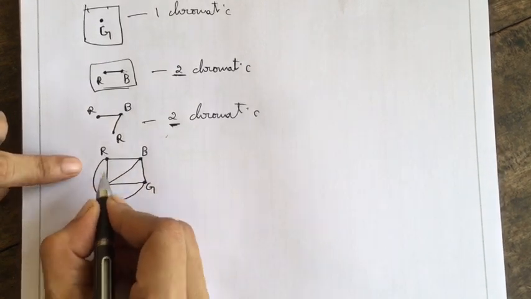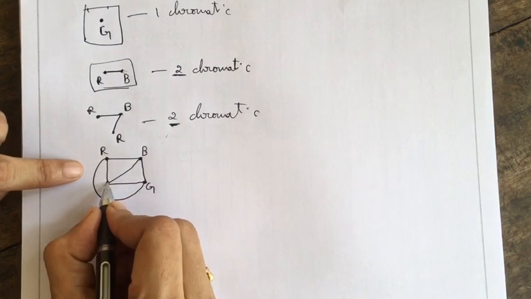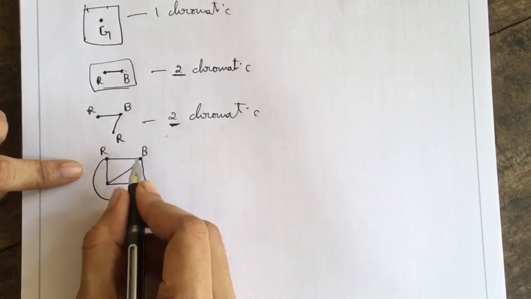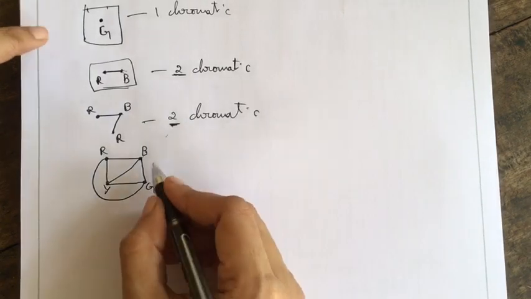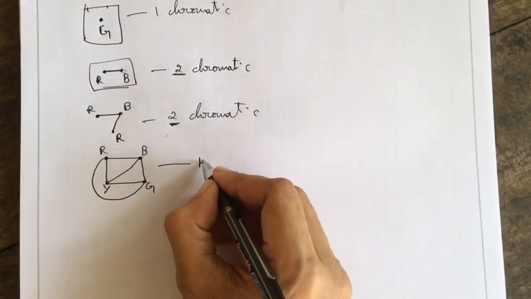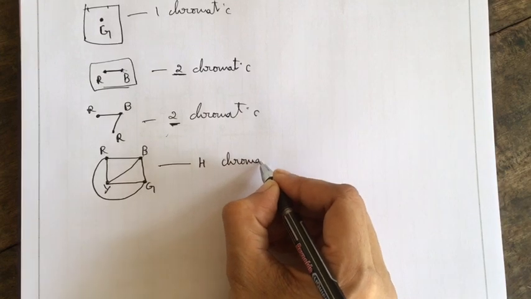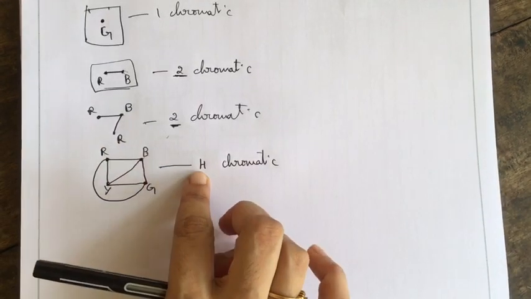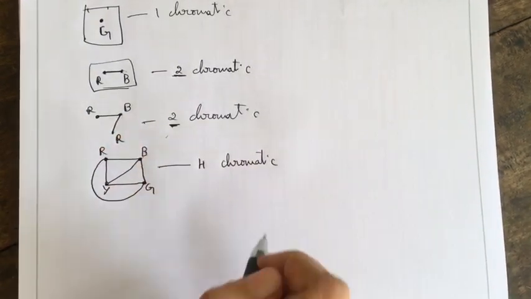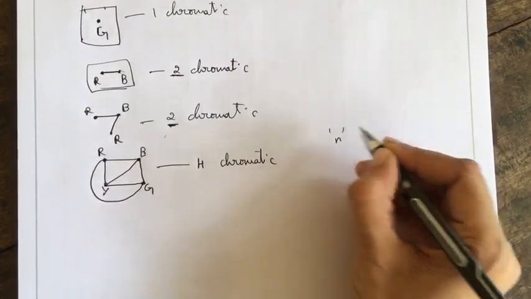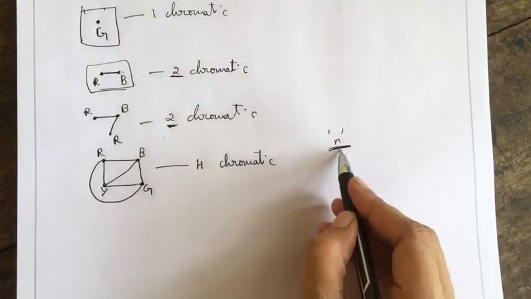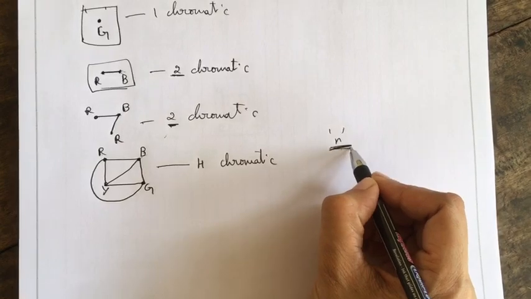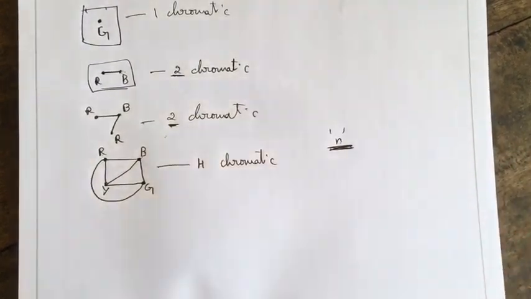So let me choose some other color, say green. Now here again I cannot give red because it is adjacent to this. I cannot give green because it is adjacent to this. Cannot give blue, it is adjacent to this. So let me give yellow. So how many colors have I used now? 4 colors. Therefore it is 4 chromatic. Since it's a complete graph on 4 vertices, I need a minimum of 4 colors to properly color this. Therefore that's the remark: a complete graph on n vertices is n chromatic. It means the minimum number of colors to color a complete graph on n vertices is n.